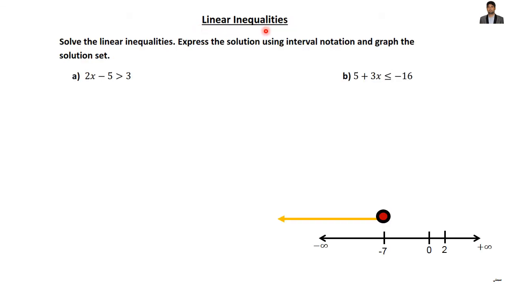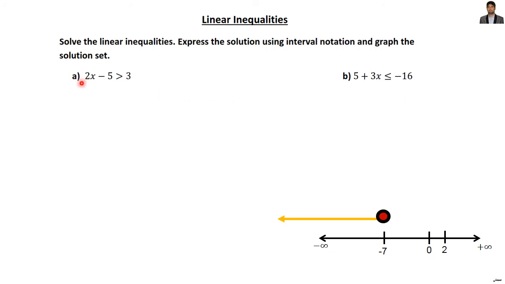Linear inequalities. Solve the linear inequalities and express the solution using interval notation and graph the solution set. So first we have to solve and second we have to graph. These linear inequalities are the same as linear equations.